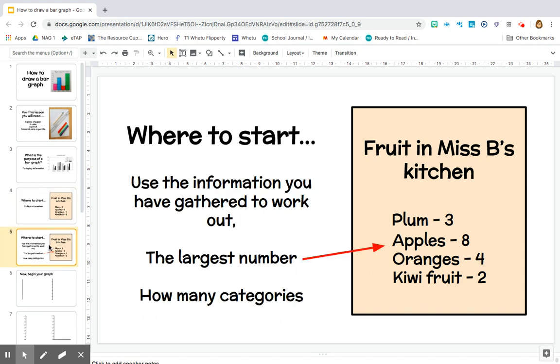So from this information, I need to work out what the largest number is. And as you can see, I've drawn an arrow to the apples because I have more apples than anything else. I also need to work out how many categories I have. Now, categories are different types. And you can see that I have got 1, 2, 3, 4 different types of fruit. So I need to remember that 8 is my biggest number and I have 4 different types.